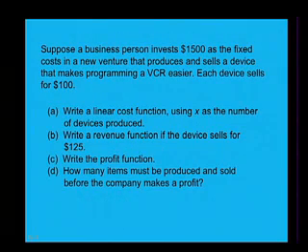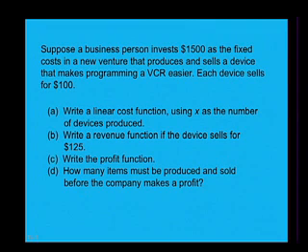Suppose a business person invests $1,500 as the fixed cost in a new venture that produces and sells a device that makes programming a VCR easier. Each device sells for $100. Write a linear cost function using x as the number of devices produced.